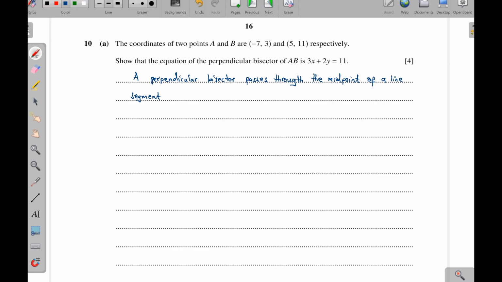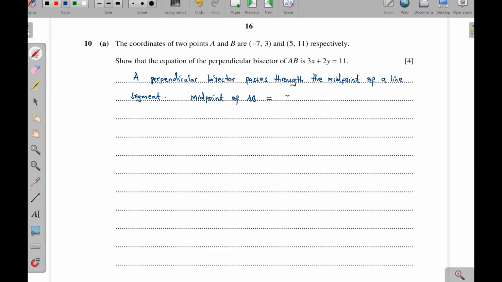And of course, we also have to find the gradient of that perpendicular bisector. And you know that for two lines which are perpendicular, the product of their gradients is always equal to negative 1. That's why we write m1 m2 is equal to negative 1. So we need now to find the midpoint of AB.